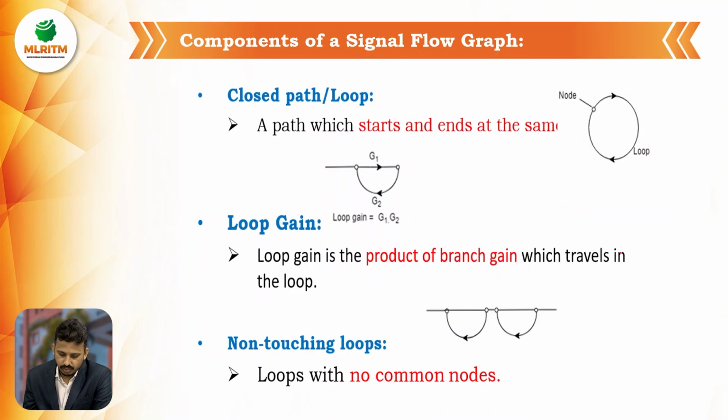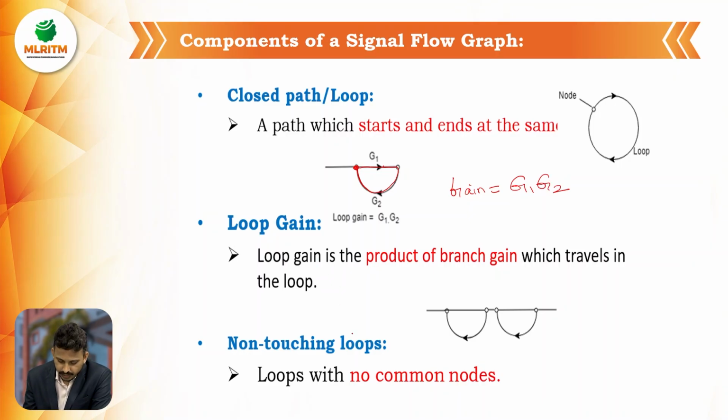Next definition is closed loop or closed path. A path which starts and ends at the same point is called a closed path. See here, the signal starts from this point and goes like this, and like this, and ends at the same point. So it is called a closed path or a loop. Loop gain is equal to G1 into G2, the product of the forward path gain and the feedback gain.